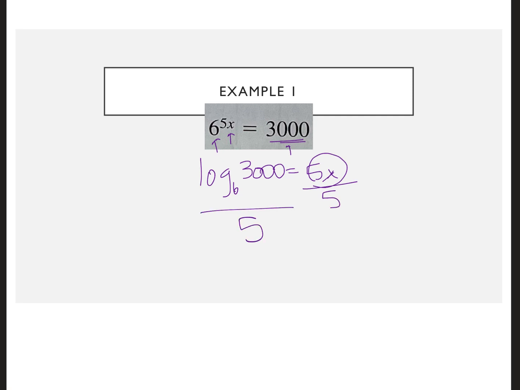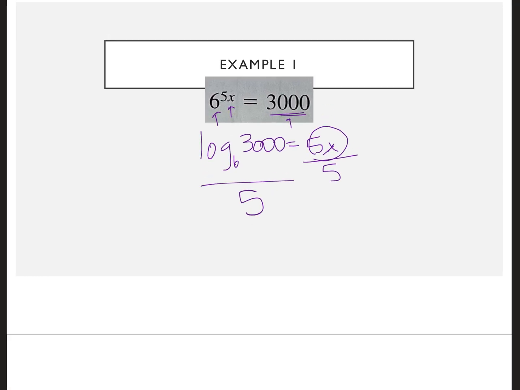All right, so this is the part where I really need this to make sense. So let me make sure I have this written up here correctly. So I now know that x is equal to log base 6 of 3,000 over 5. That answer right there is calculator ready. It's completely accurate, it's perfect. I will accept it if you don't have a calculator.